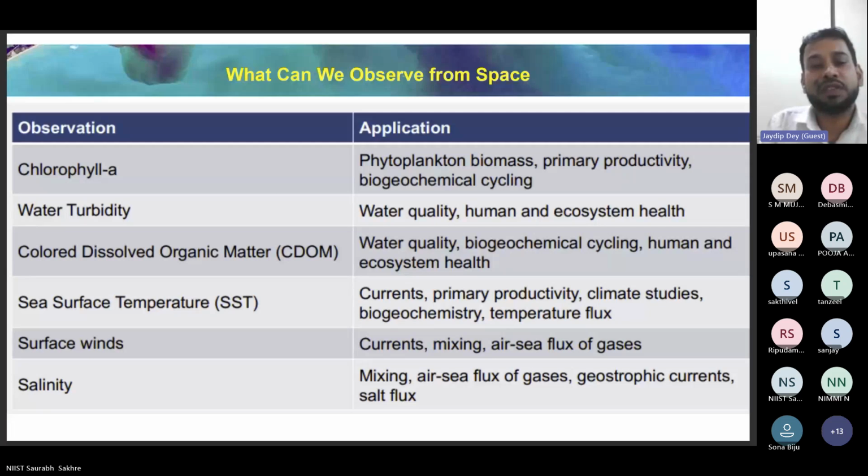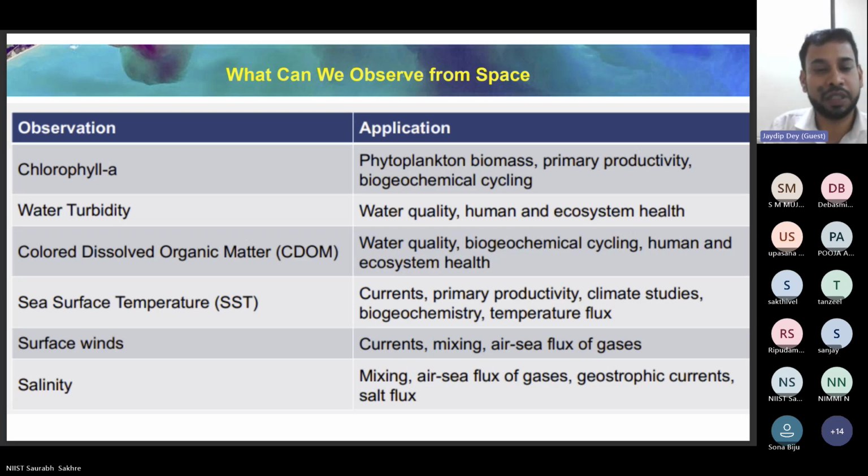So what can we observe from space? Different water quality parameters like chlorophyll-a, water turbidity, colored dissolved organic matter, sea surface temperature, surface wind, salinity, all these parameters can be observed from remote sensing technology. So what are the applications of these parameters? Why do we study these particular parameters? Chlorophyll has its own application, like phytoplankton biomass, primary productivity, biogeochemical cycle of an area, and eutrophic condition of a water body we can assess through chlorophyll study.